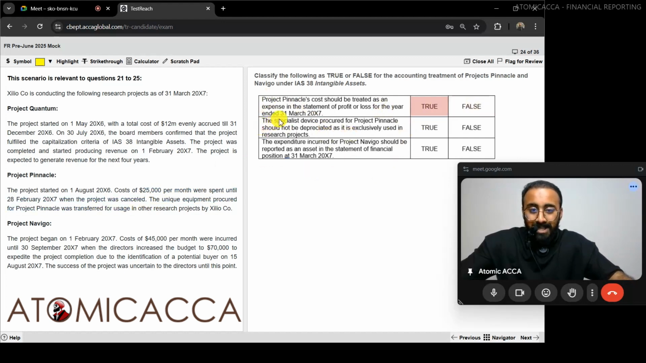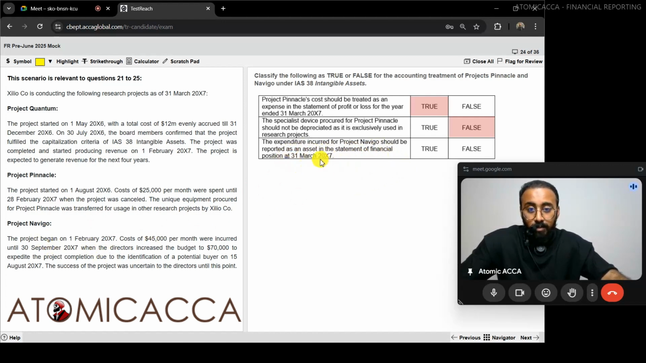So that is true. Specialist device procured for Project Pinnacle should not be depreciated as it is exclusively used for the research project. No, it is not exclusively used for this research project. It is used for all research projects, so it is just part of their normal non-current assets. They have to depreciate it, but they said here not to be depreciated. So that's false.